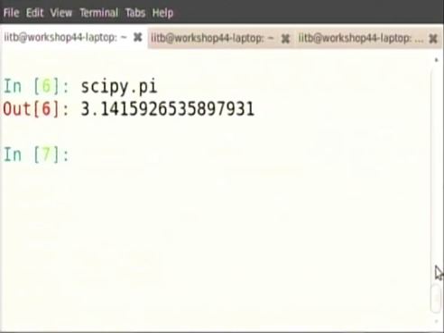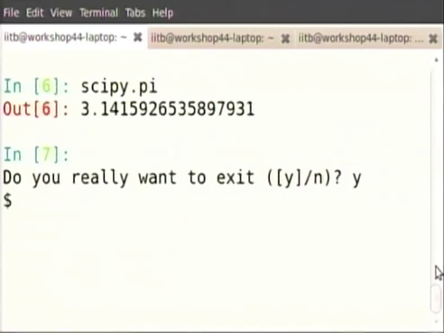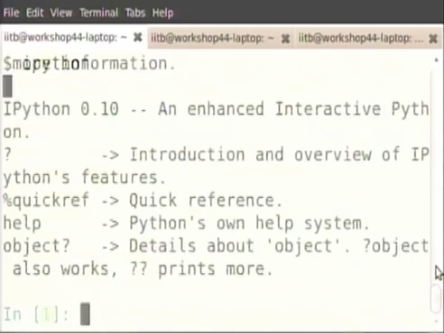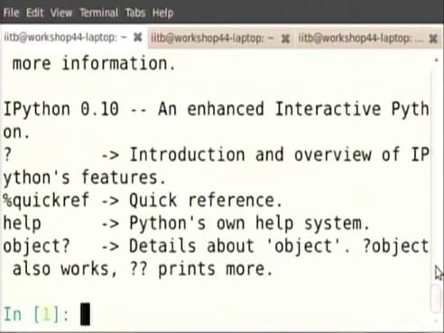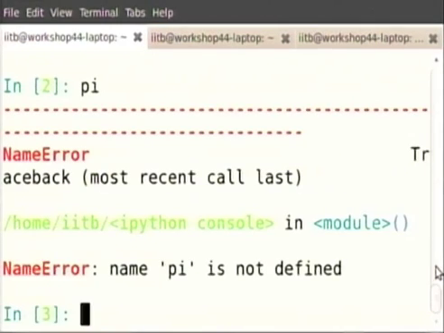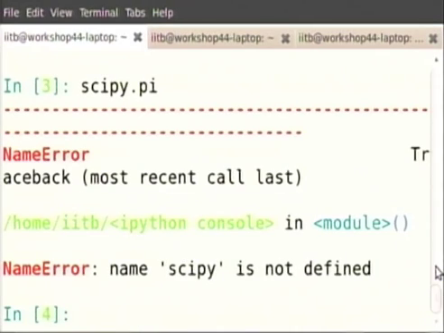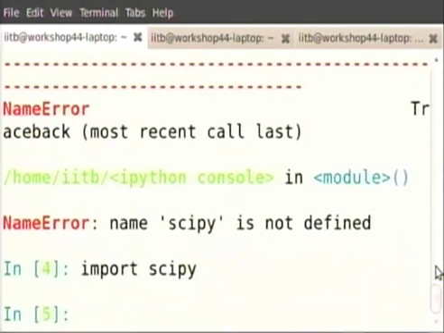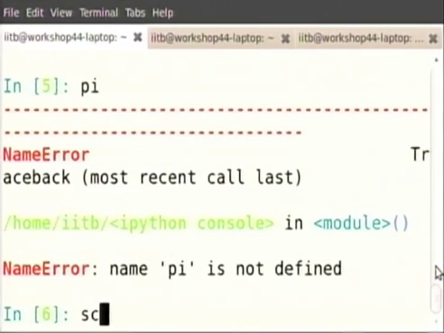Okay, let us close it and rerun so that we really understand. It is not my typing order that causes things to happen. pi is not defined, Scipy dot pi still not defined. Now Scipy itself is not defined. So then I say import Scipy. pi still not defined, but Scipy dot pi is defined.